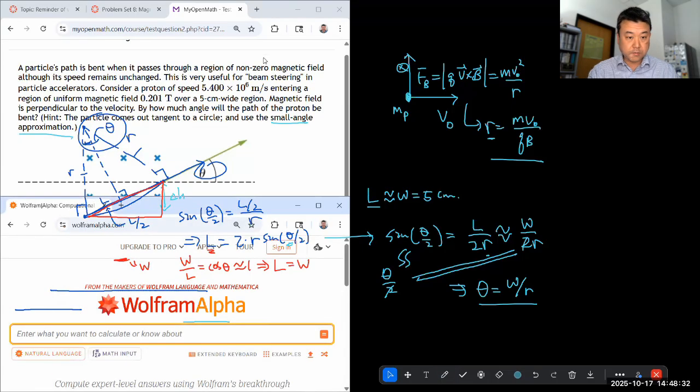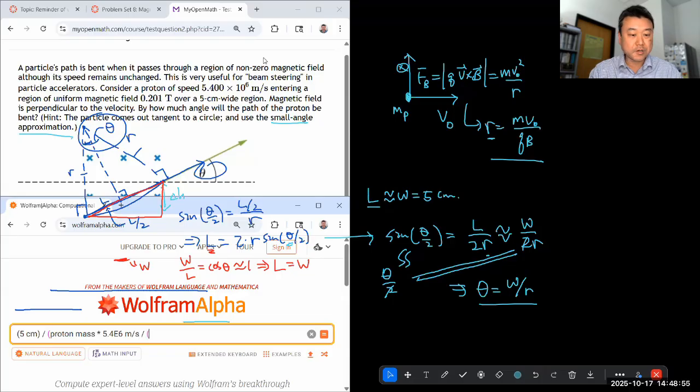W was 5 centimeters. So 5 centimeters divided by now the expression for r. That will be the proton mass. They didn't give me the proton mass, I can just type in proton mass in Wolfram Alpha, I'll look it up. Times the speed, 5.4 E6 meters per second. Oops, just meters per second.